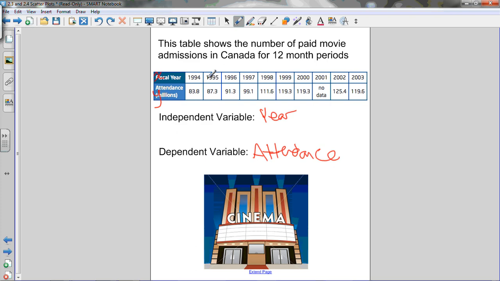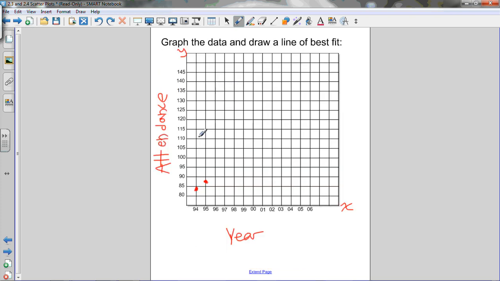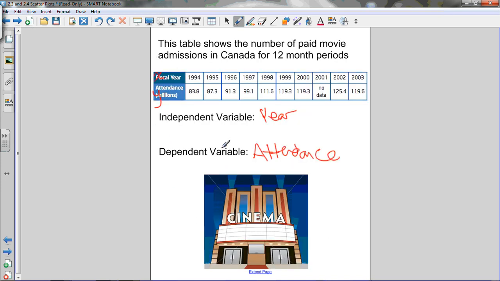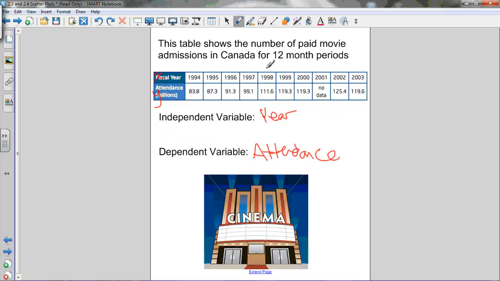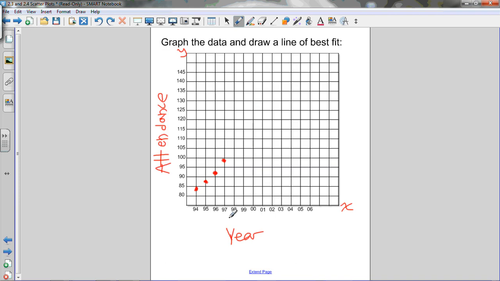In 96, they sold 91.3. It's approximately right there. And in 97, they sold 99.1, so almost 100 million. Let's see, in 98, 111.6.